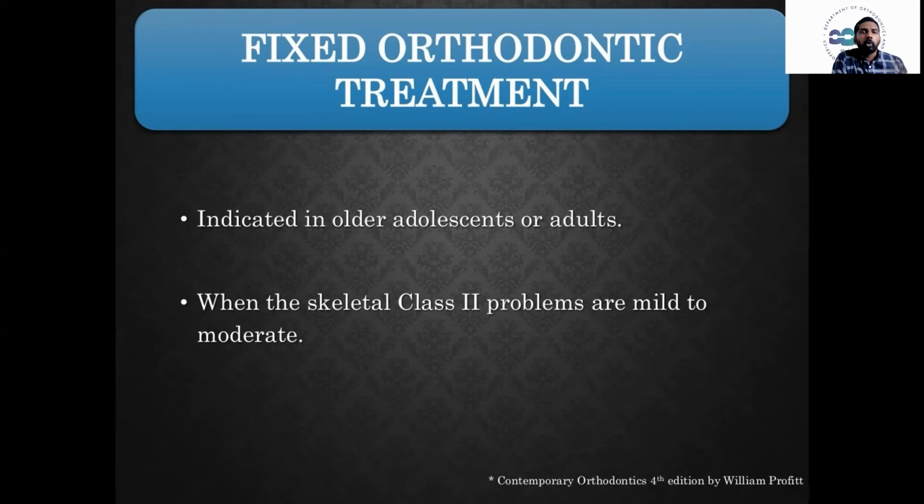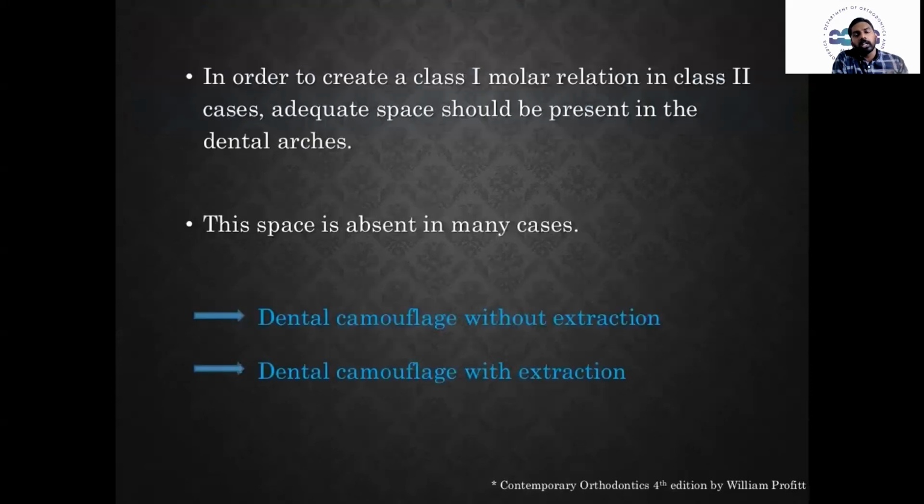That is for mild skeletal problems. We can go for this in class 2. We can go for all 4 extraction, upper 4, lower 5 extraction. Upper 4, lower 5 extraction is a good option because, if the crowding in the mandible is very less and it is well aligned and we have to correct the molar relationship, we can take the 5 and allow mesialization of the lower molars.